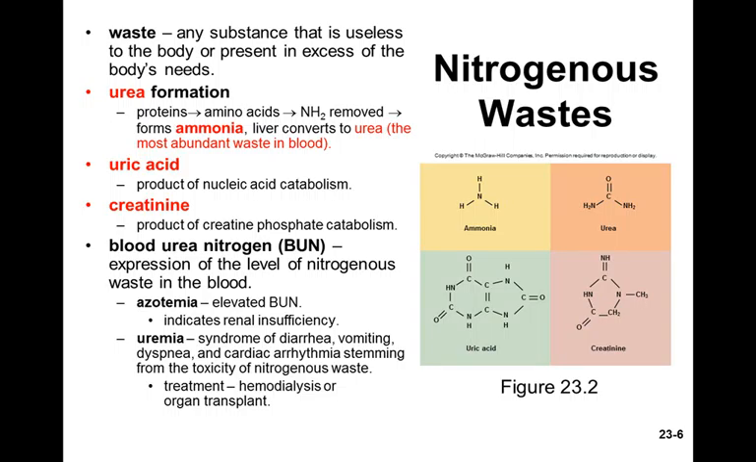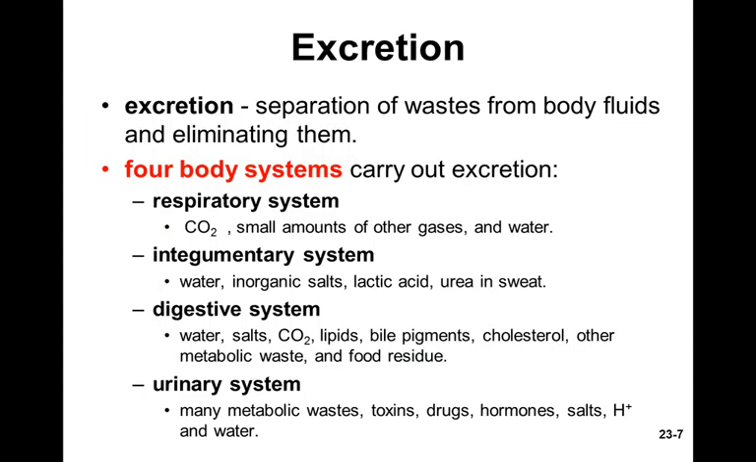And then uremia, which is a syndrome of diarrhea, vomiting, even cardiac arrhythmia, and this stems from the toxicity of nitrogenous waste. And most of the time, if you have this condition, you either have to go on dialysis or an organ transplant, and that's when the kidney is just simply not filtering out that nitrogenous waste. It's staying in the blood, which is becoming toxic to the body.